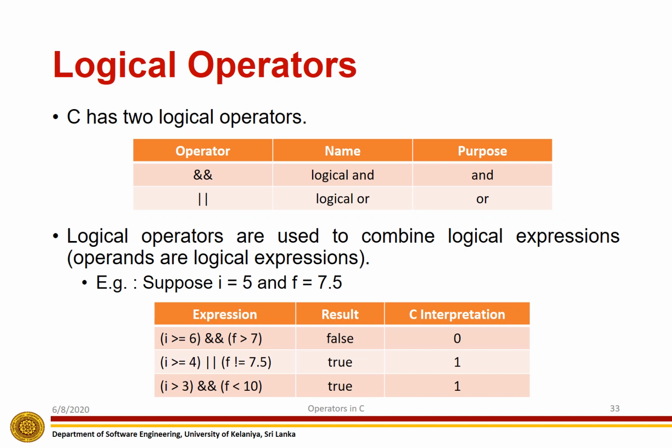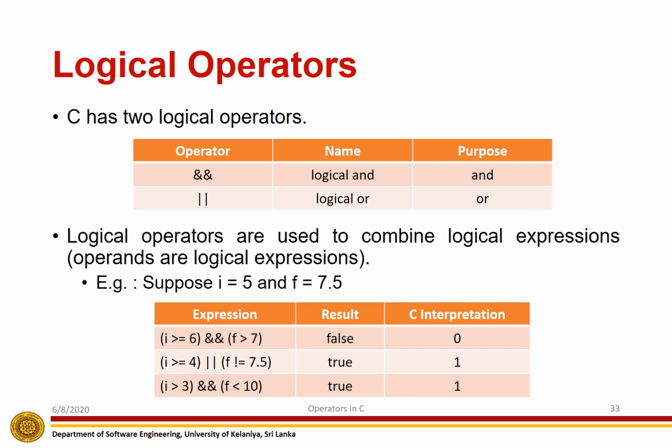The result of a logical AND operation will be true only if both operands are true, whereas the result of a logical OR operation will be true if either operand is true or if both operands are true. In other words, the result of a logical OR operation will be false only if both operands are false. I think you all know how to get results in logical AND and OR. Now consider the example in the slide.